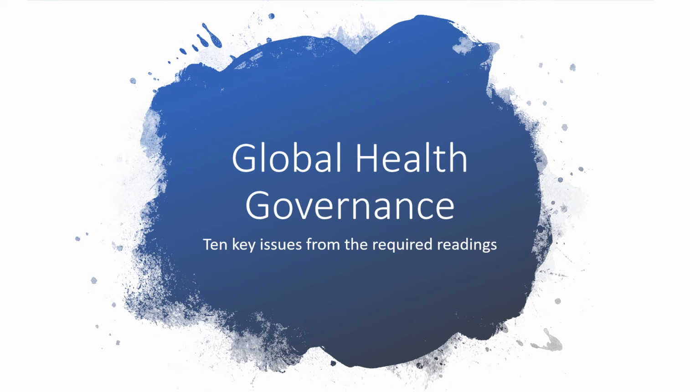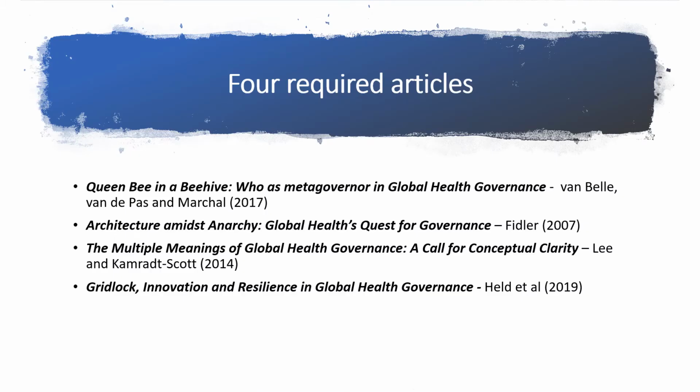The purpose of this presentation is to review 10 key issues from the required readings on global health governance. We're taking a step back now and not looking at migrant issues specifically, but global health governance overall. And for this, I asked you to read 4 articles: Queen Bee in a Beehive, Architecture Amidst Anarchy, The Multiple Meanings of Global Health Governance, and Gridlock, Innovation and Resilience in Global Health Governance.